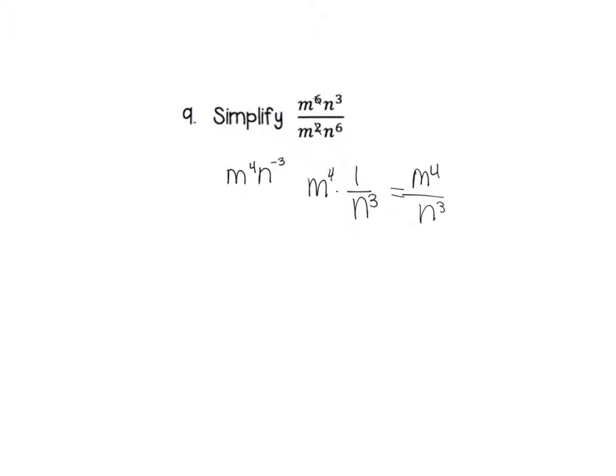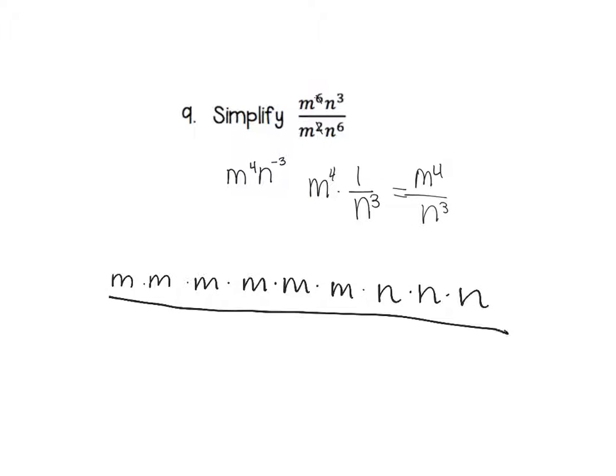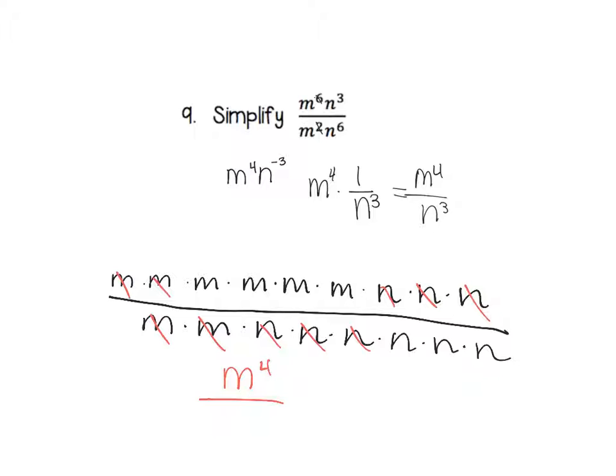Another way to look at this is if we expand it, we have m times m times m times m times m times n times n times n over m times m, and then n times itself 6 times. Then what we can do is cancel, and that will leave us with 4 m's on top, which is m to the 4th, and 3 n's on the bottom, n to the 3rd. So there's 2 ways to look at that.